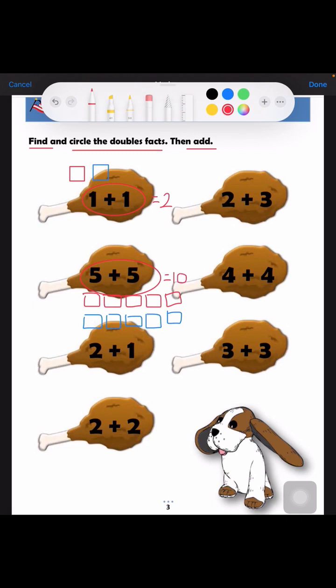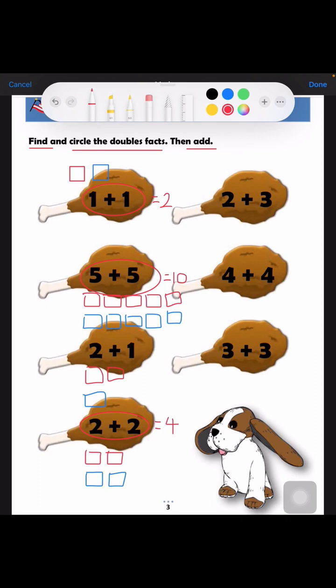How about next question? 2 plus 1. That is 2 blocks plus 1 block. Is it a double fact? No, the addends are not the same, so it is not a double fact. How about next question? 2 plus 2. 2 blocks plus 2 blocks. Is it a double fact? Yes. And 2 plus 2 equals 4.